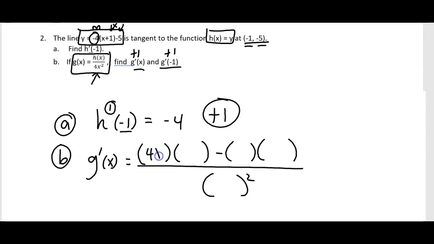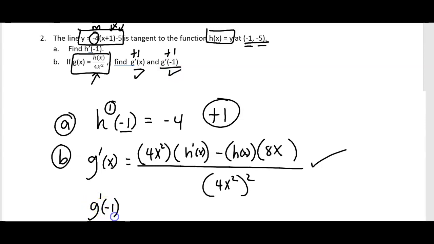Low d high minus high d low. Draw a line and square below. Here we go. All right. At this point, this would actually qualify as our answer to this piece, g prime of x. Now I want to find g prime of -1.